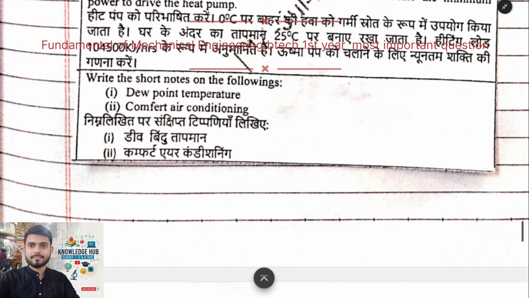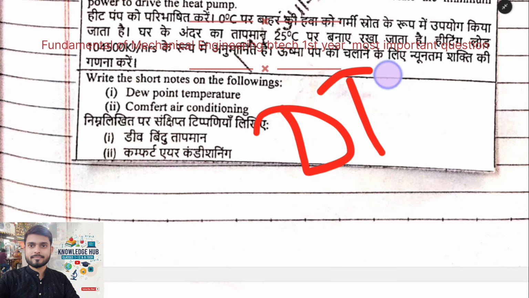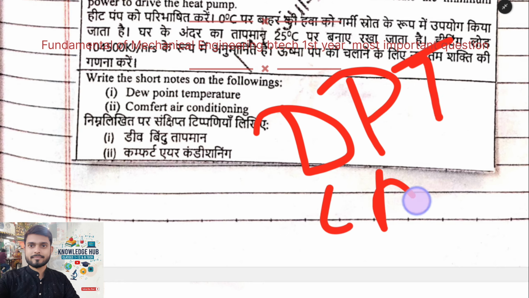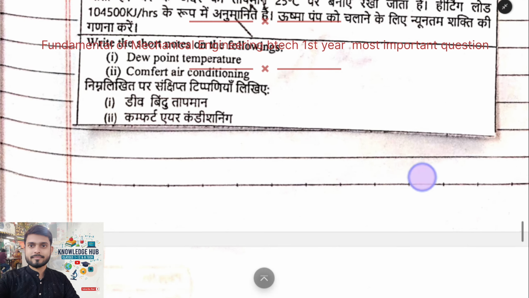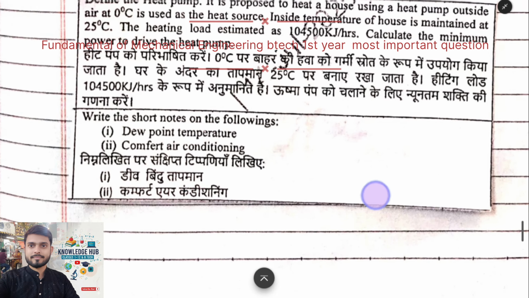Now write short notes on dew point temperature, which is exactly DPT, and CAC, comfort air conditioning. This is all about this. Write short notes on this.